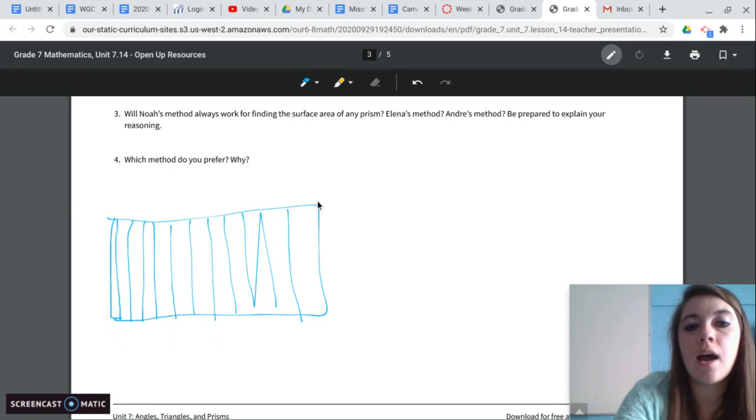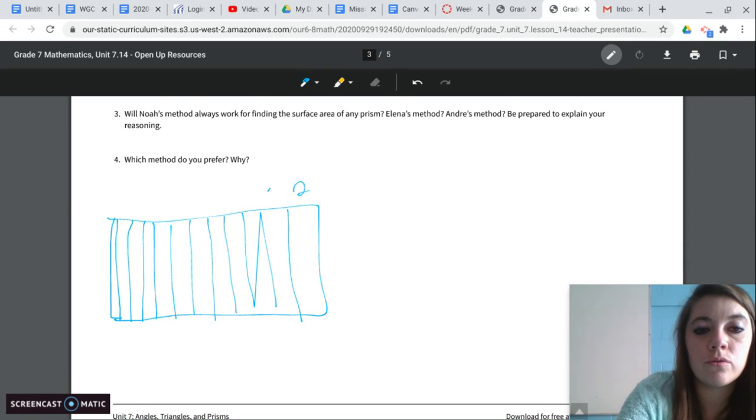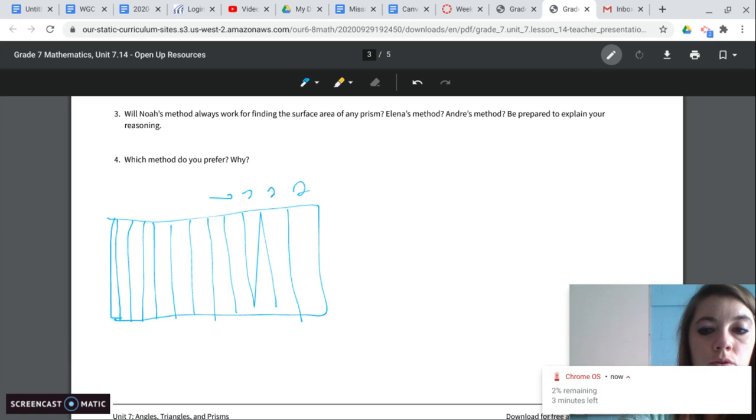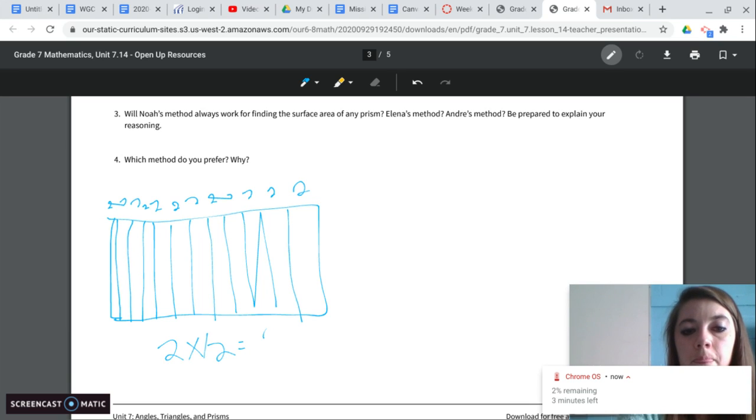Now, each of the sides was 2. So this is 2, 2, 2, 2, 2, 2, 2, 2, 2, 2, 2, and 2. So all of those were 2. And we have 1, 2, 3, 4, 5, 6, 7, 8, 9, 10, 11, 12 of them. So 2 times 12 is 22. So this side and the top side are 22. The height is still 11.